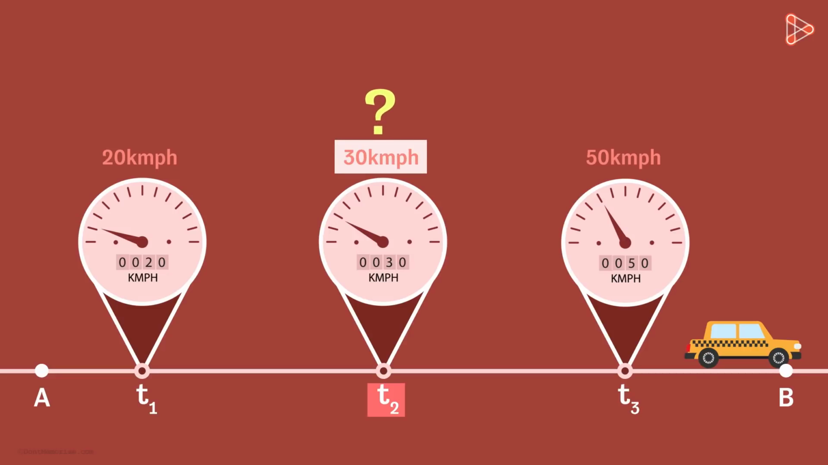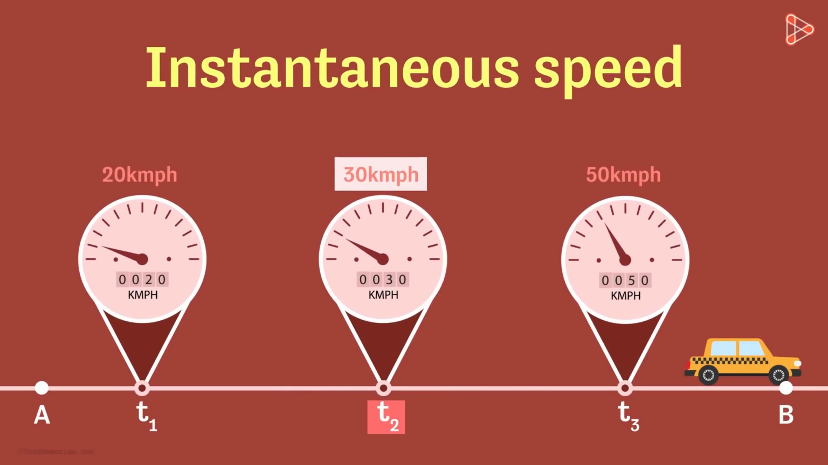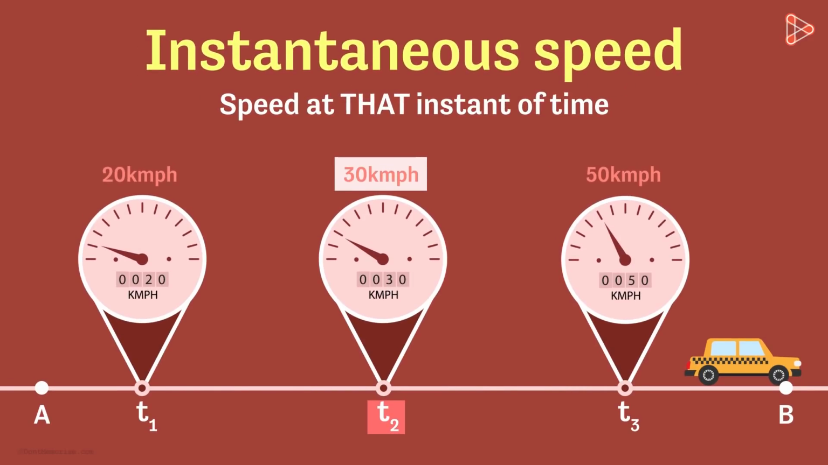What does that mean? Is this an average speed? No, it's not an average speed. The speedometer shows us the instantaneous speed. It is the speed at that instant of time. Here, the speedometer reads 30 kilometers per hour. It means at that moment of time, the car is travelling at this speed. It does not say that the car has been travelling at this speed or will travel at this speed. The value is only at that instant.